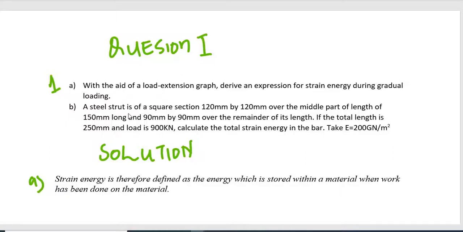Part B says, a steel strut of a square section 120 mm by 120 mm over the middle part of length of 150 long and 90 by 90 mm over the remainder of its length. If the total length is 250 millimeters and load is 900 kilonewtons, calculate the total strain energy in the bar. We are taking E, modulus of elasticity, as 200 giganewton per square meter.